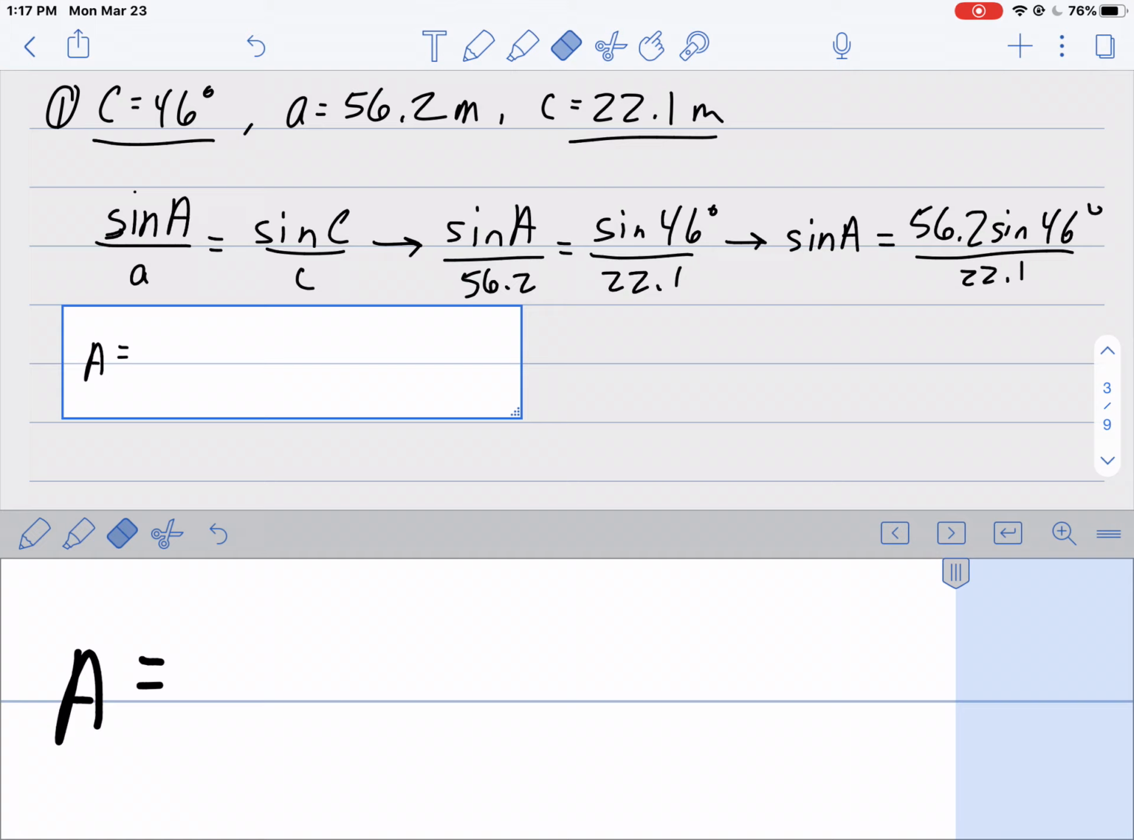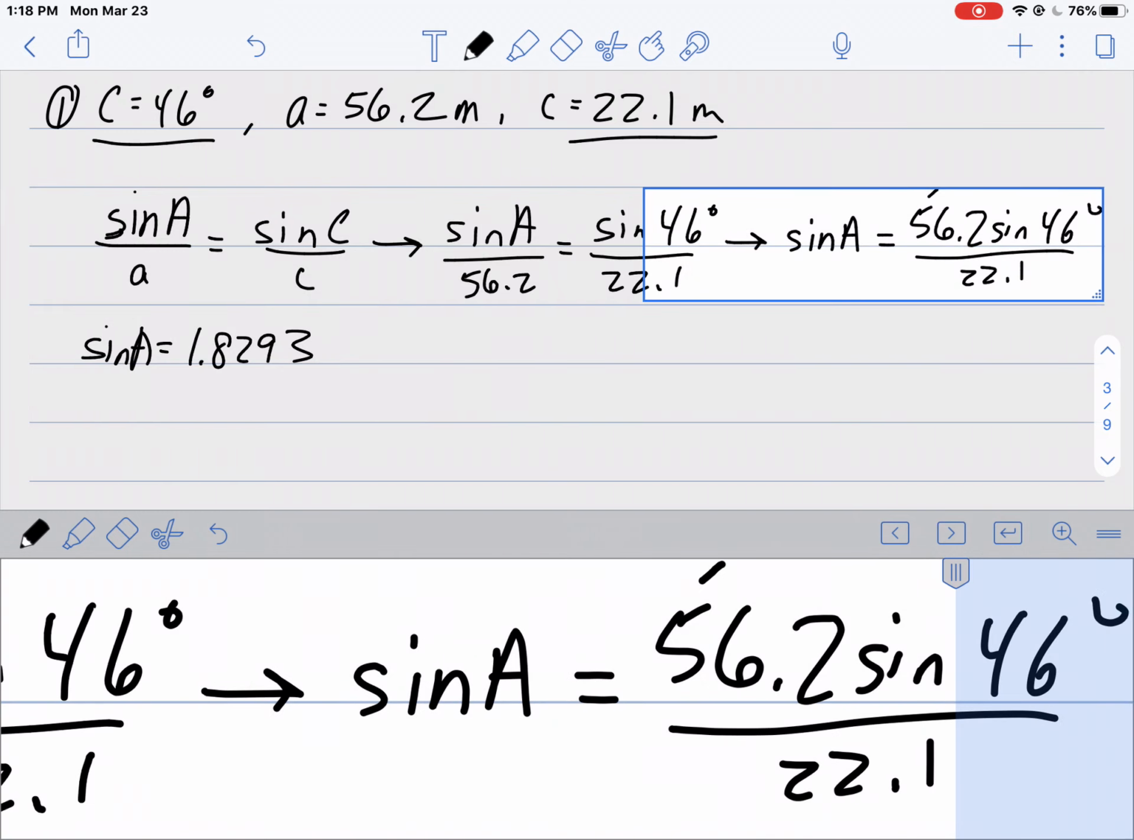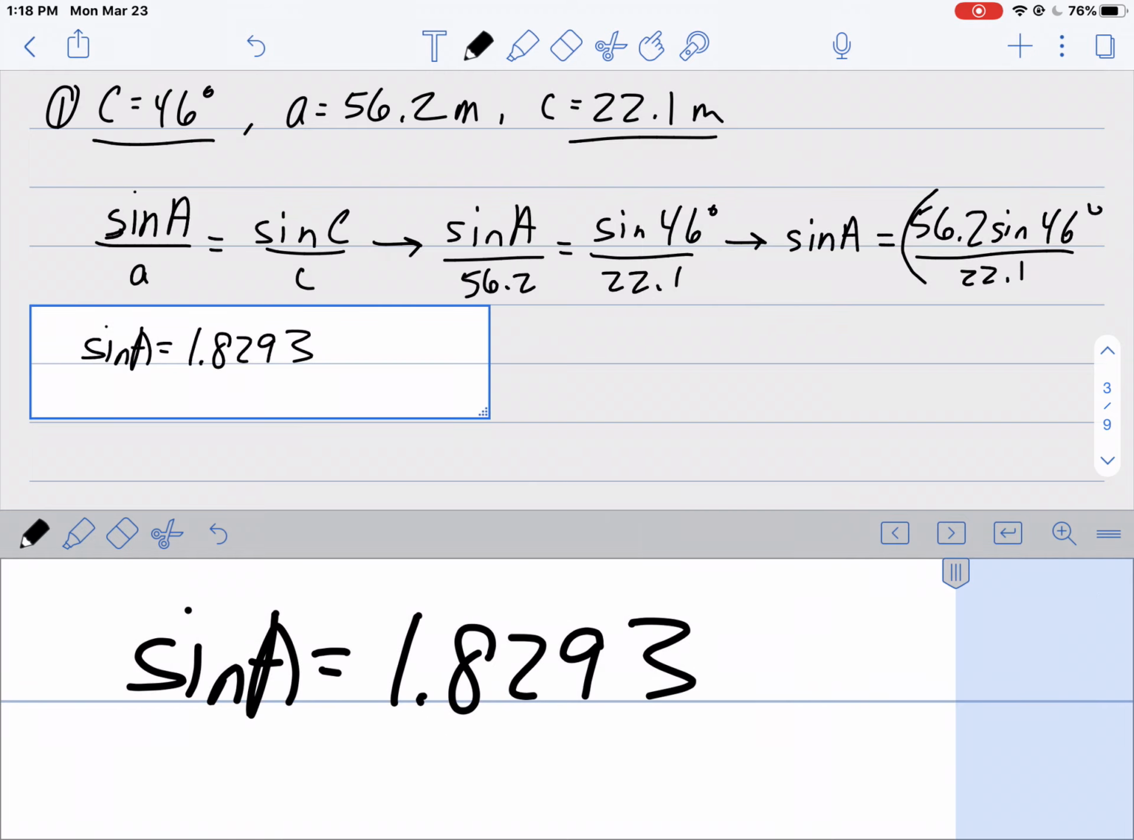Or I'll do the approximation first on that value, sine of A. And if I plug that in, I get approximately 1.8293. So let's say the sine of A is approximately 1.8293. That's this value. Right? So like I said, instead of doing inverse sine of all of that, I first just plug that in to get an approximation for that. So the sine of A is approximately this. And that's what I was trying to get to.